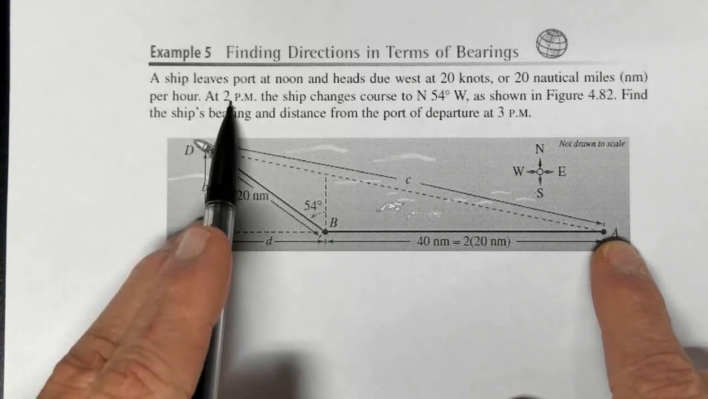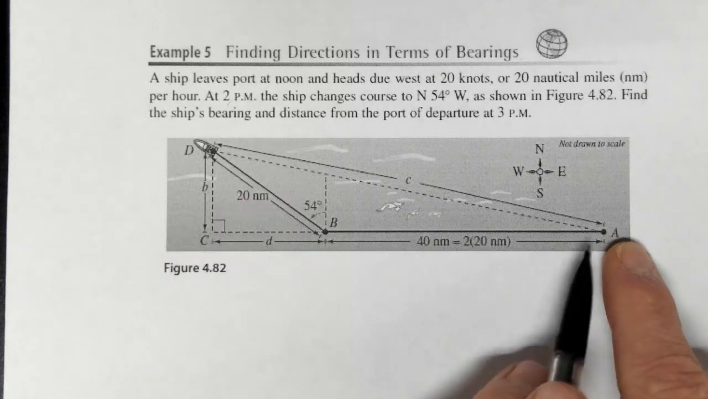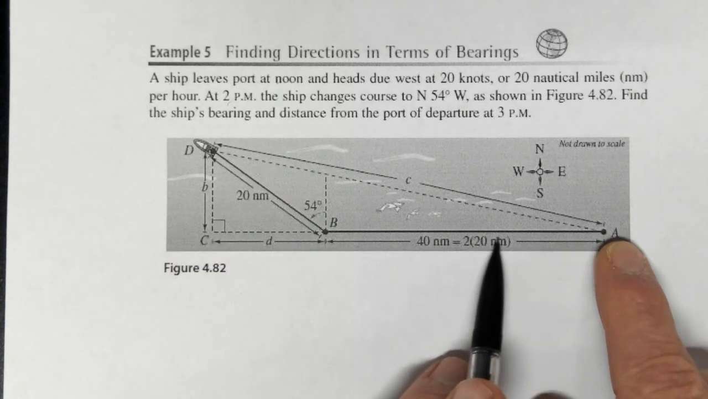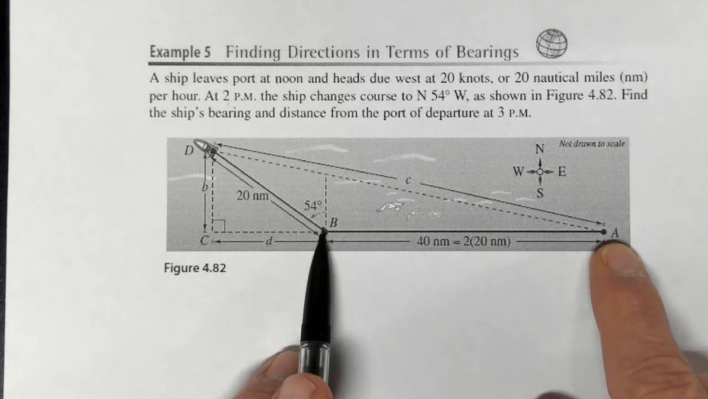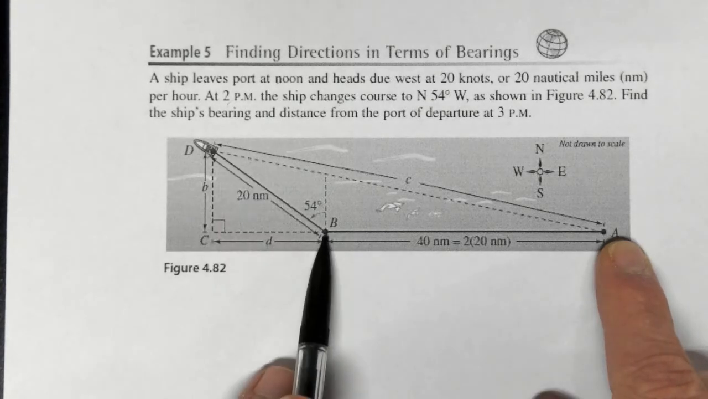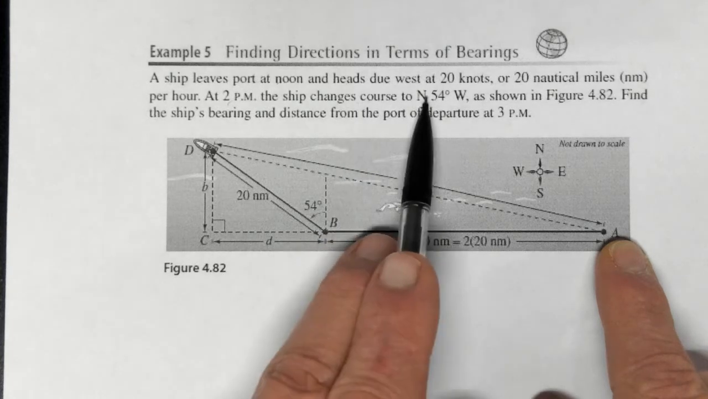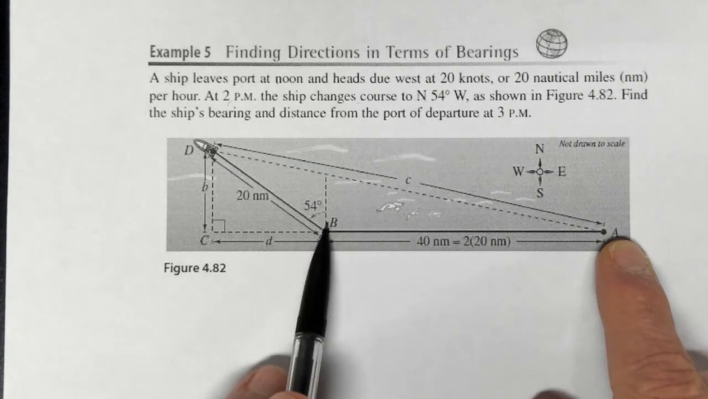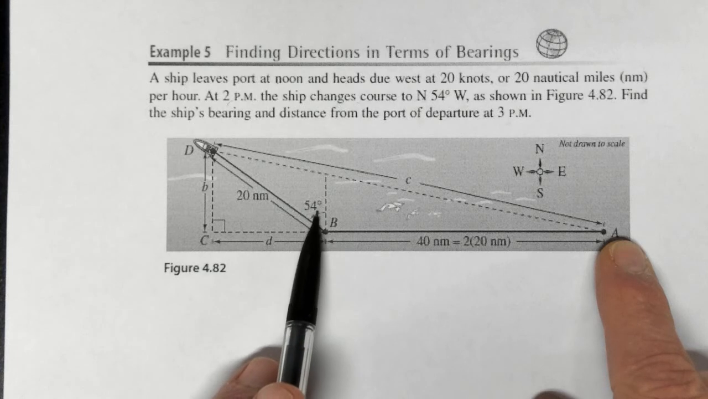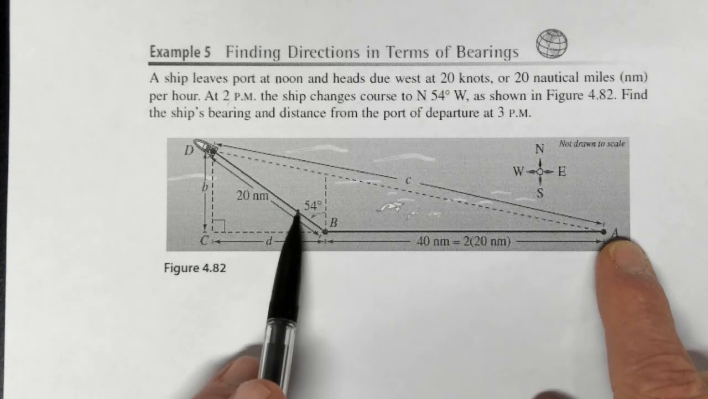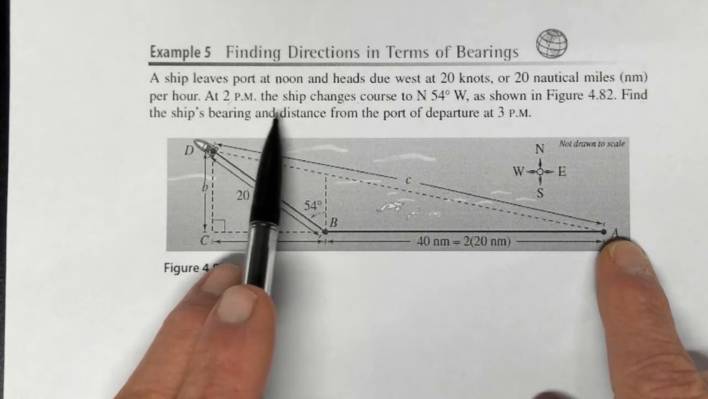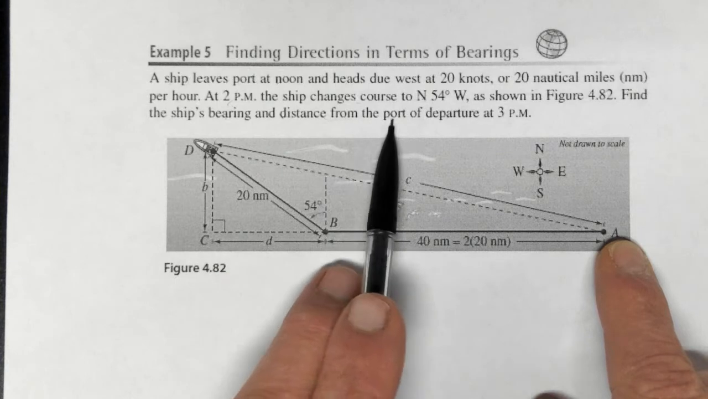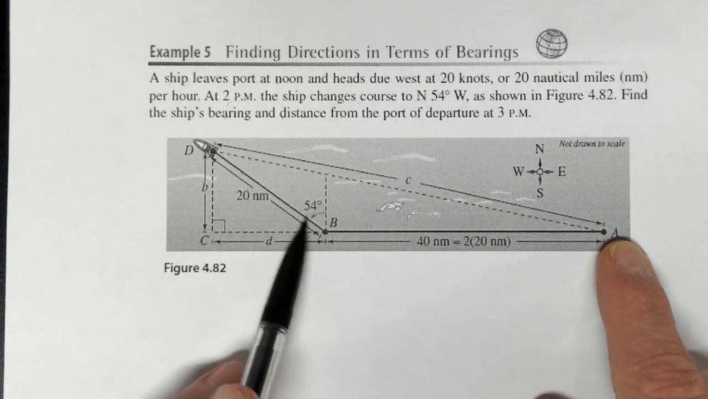Now at 2 p.m., notice that's 2 hours later. So how far would he have traveled total if he's going 20 miles an hour? 40. So from here to here, this distance is 40. He's going west for 40 miles, right? And then at 2 p.m., after he travels that 2 hours, goes 40 miles, he changes course to this bearing, north 54 degrees west. So I know that this angle right here is 54, and here's now the direction that he's traveling. Find the ship's bearing and distance from the port of departure at 3 p.m.